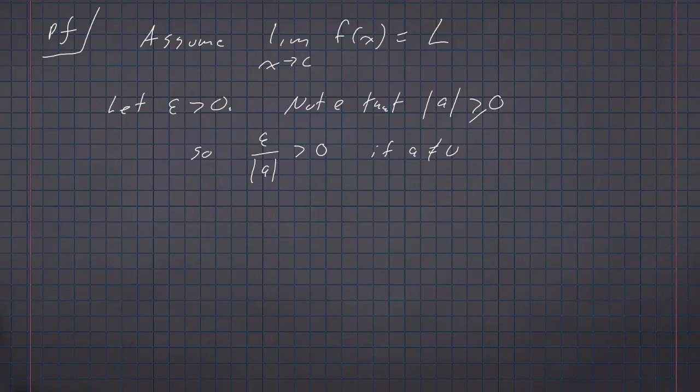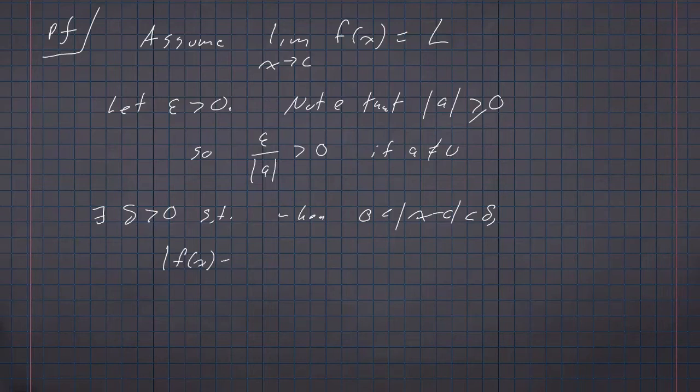Since the limit as x approaches c of f of x is equal to L, there must be some delta greater than 0 such that when 0 is less than the absolute value of x minus c is less than delta, we have that the absolute value of f of x minus L is less than some positive value, which we normally write as epsilon, but we could just as easily pick the positive value right here, that is epsilon over the absolute value of a.